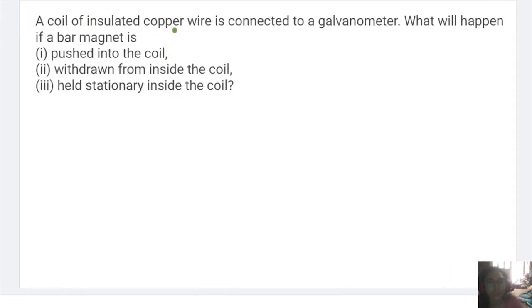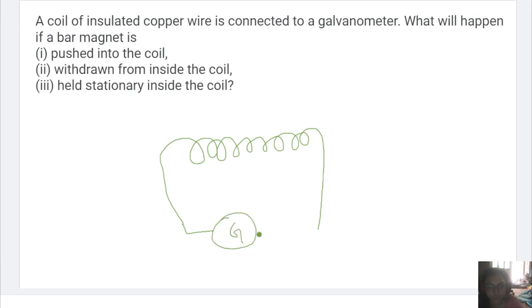A coil of insulated copper wire is connected to a galvanometer. What will happen if a bar magnet is pushed into the coil, withdrawn, and held stationary? Okay. So let us draw a coil of insulated copper wire connected. It is almost like they are basically saying that it's a solenoid, but since they have not mentioned the number of turns, you can just give any number of coils. So the bar magnet is being pushed into the coil.